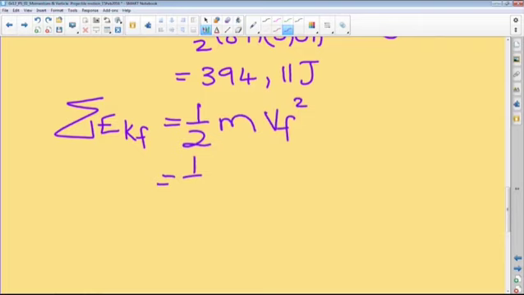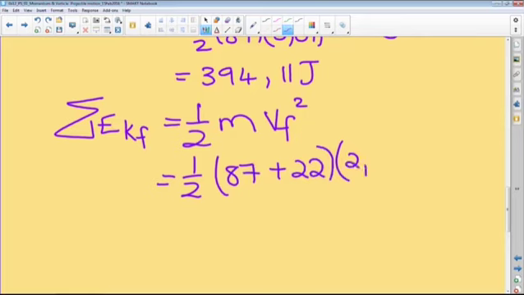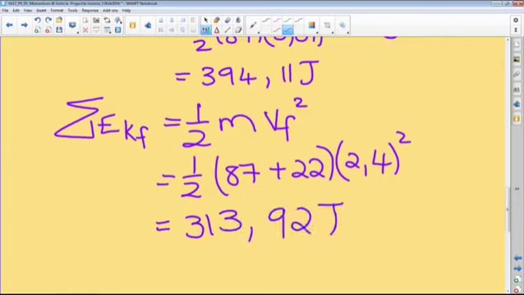So this is a half. I'm going to add the man's mass and the boy's mass again. And then they were going at 2,4, if you remember correctly, right? So that's 2,4. We plug it into our calculator. They're wonderful things. And I get 313,92.